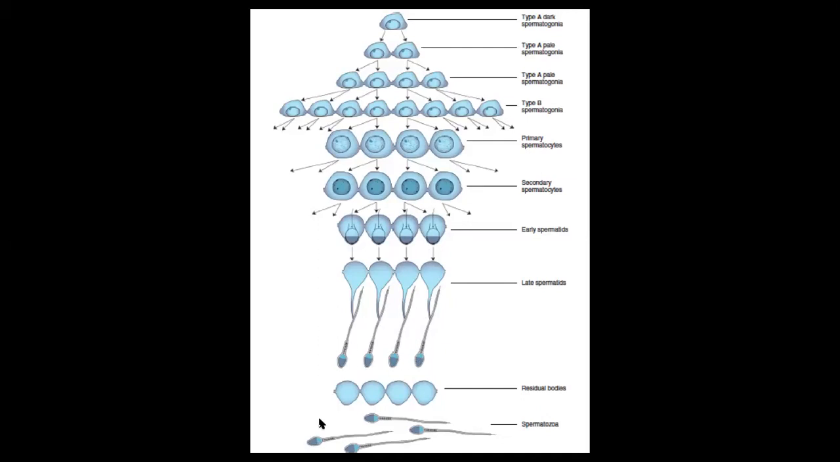Okay, the complete maturation of the sperm takes place in the female genital tract, not in the male genital tract. Okay, that's the beauty of it. The sperms are present in the male, but they are capable of fertilizing only when they enter into the female genital tract. Okay, that is the complete maturation of the sperm.